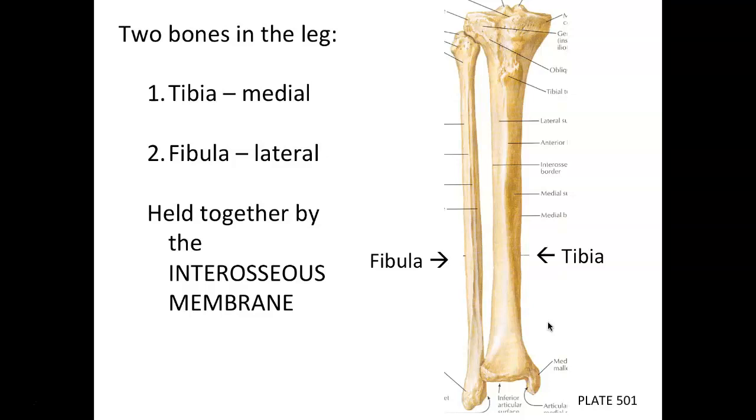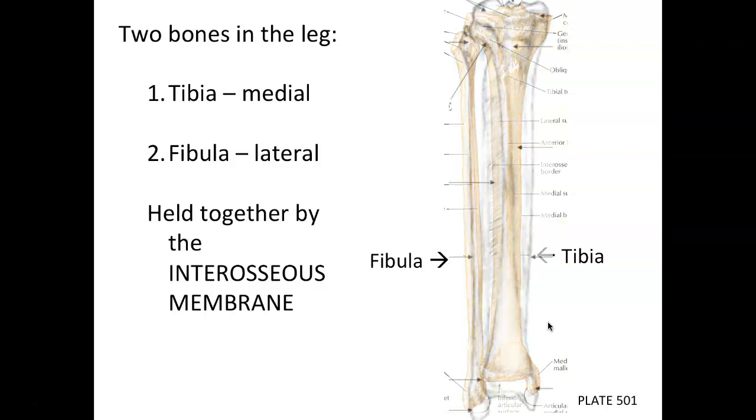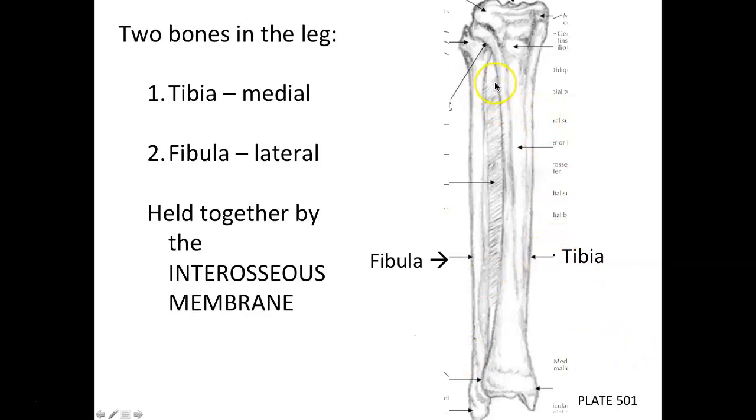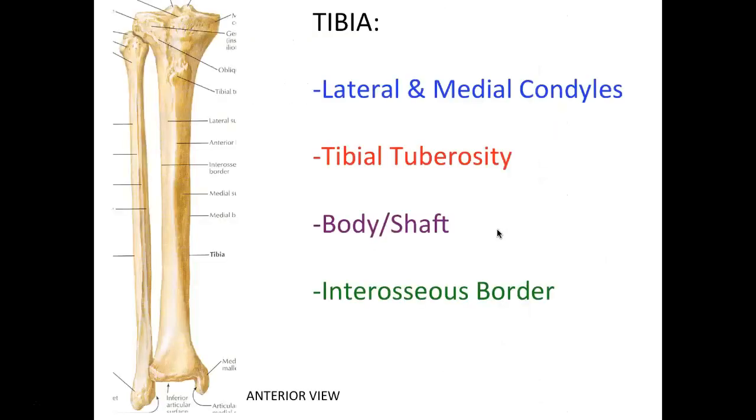Okay, so now let's talk about the two bones we find in the leg, and that is the tibia and fibula. Our tibia we're going to find more on the medial side, fibula more on the lateral side, and they are held together by an interosseous membrane. So let's break that word down. Inter meaning between, osseous meaning bone, and membrane, of course, is just some connective tissue. So sitting in between the tibia and the fibula. And we also have this in the forearm too, between the ulna and the radius. So let's start with the tibia first.